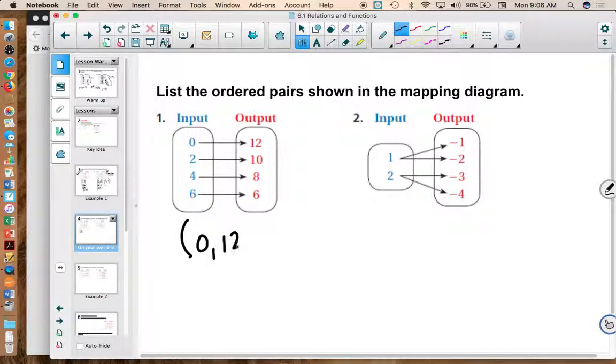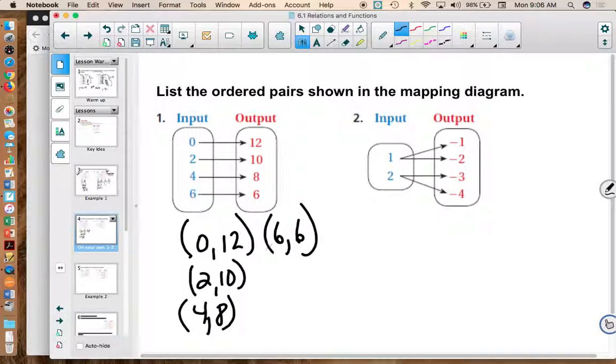Chase, tell me the ordered pairs on number 1. 0, 12. What else? 2, 10. Keep going. And 6, 6. Michael, is number 1 a function? Annie, number 1, function or not function? Function. How do you know? There is exactly one output for every input. One and only one. Good job.